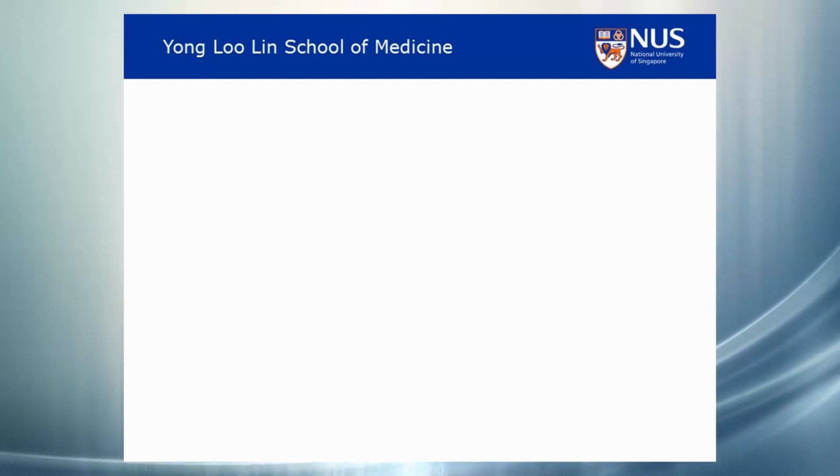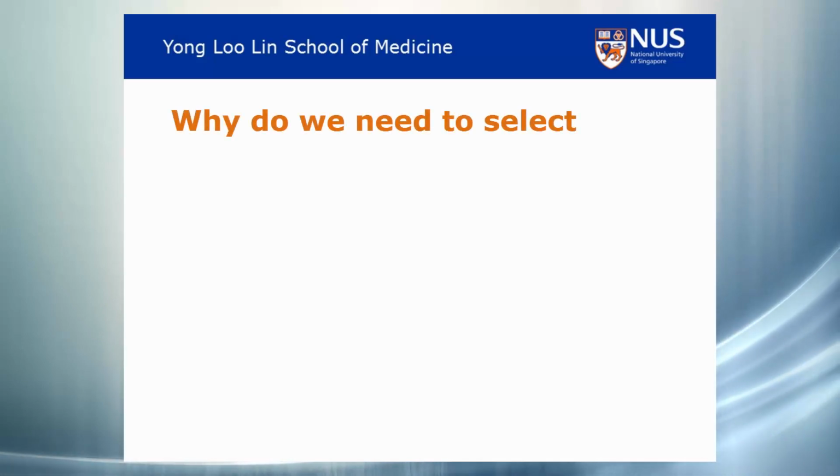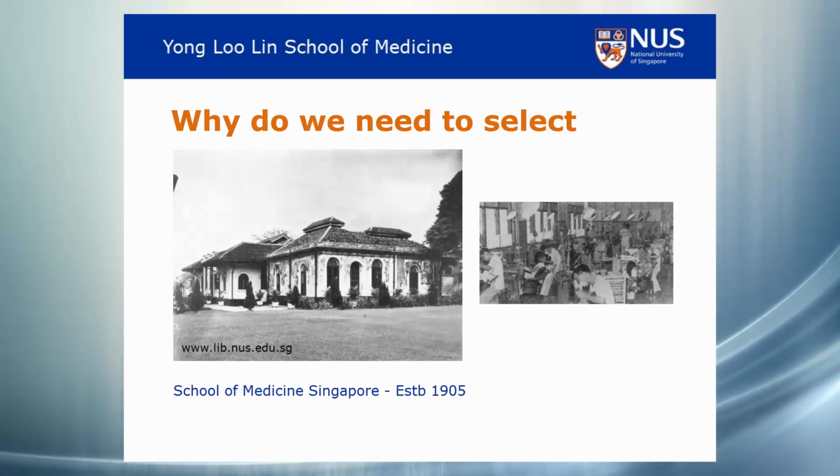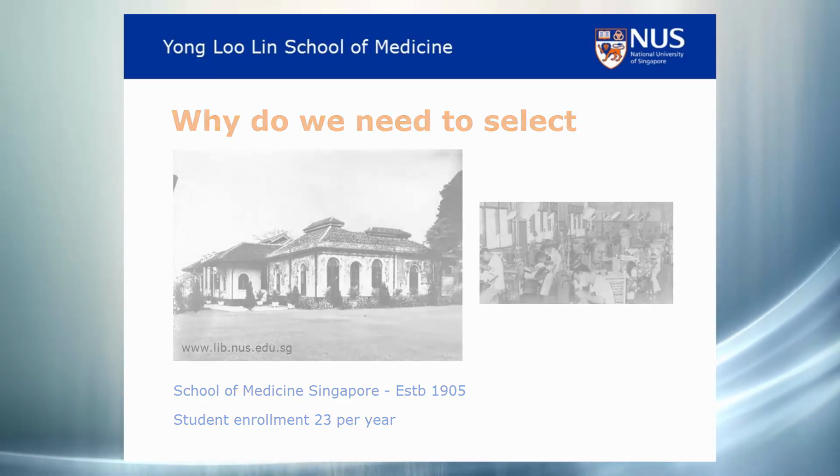But before we move into the nitty-gritty of selections, let's ask ourselves the question, why do we need to select? Well, these are two pictures from my medical school, very early days, the School of Medicine in Singapore, which was established in 1905, and we just celebrated our 110th year of establishment. Now, the student enrollment during that time was 23 per year. It was a very simple, straightforward selection process from a handful of candidates.